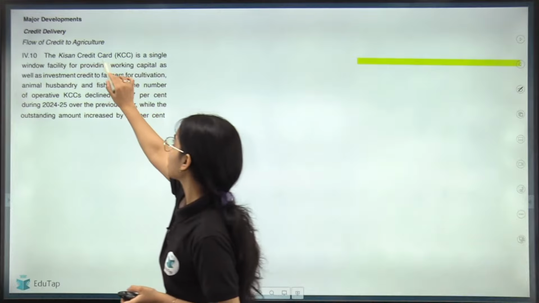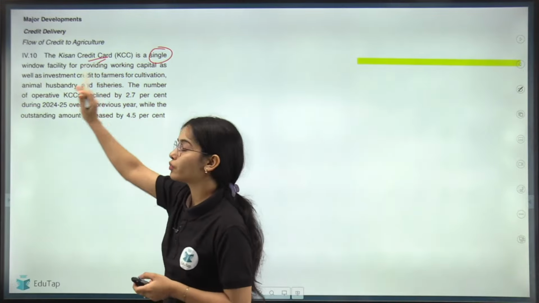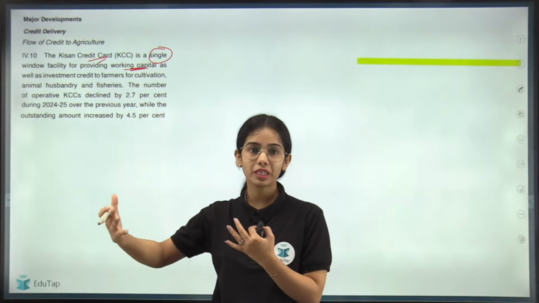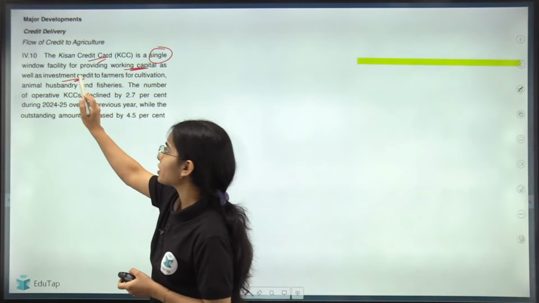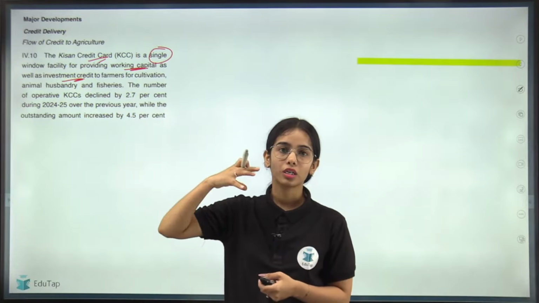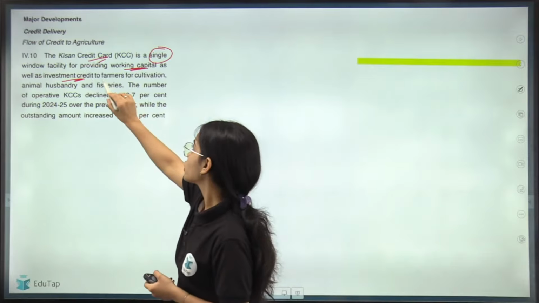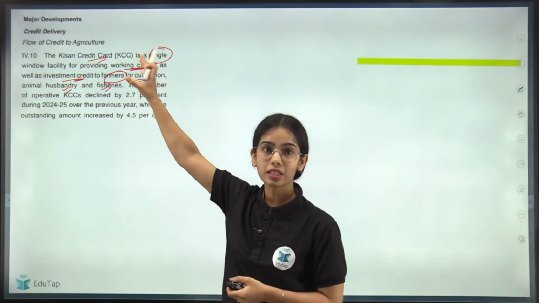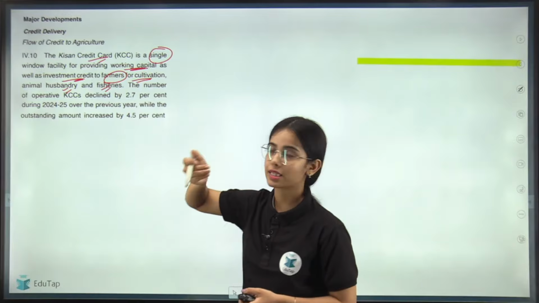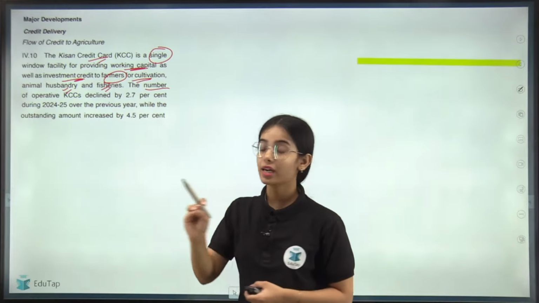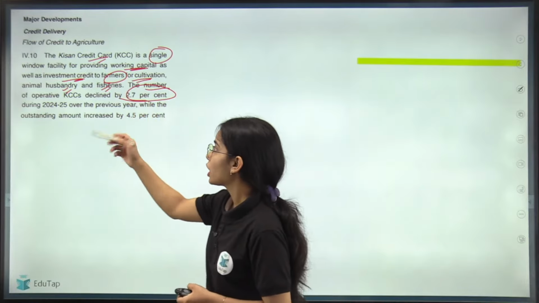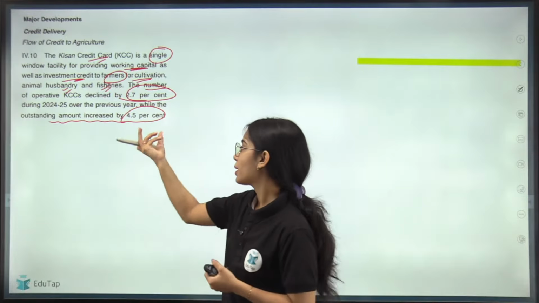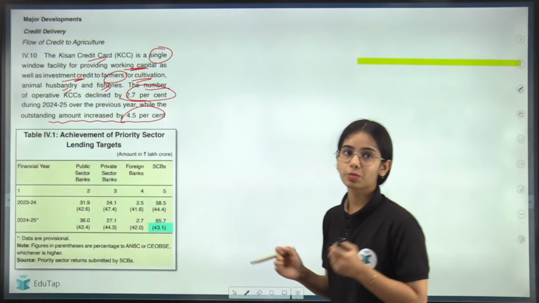So basically the Kisan credit card, this is a single window facility through which the farmers can take the credit for the working capital, for the farming that they have to do, as well as investment credit, like for the tractor that they want to buy, or for the raw materials and such things. So farmers for cultivation and animal husbandry and fisheries, they can take the loan or money under the Kisan credit card. Now the number of operative Kisan credit cards has decreased by 2.7%, while the outstanding amount, or the amount that has to be returned, has increased by 4.5%. So the outstanding amount has increased by 4.5%.